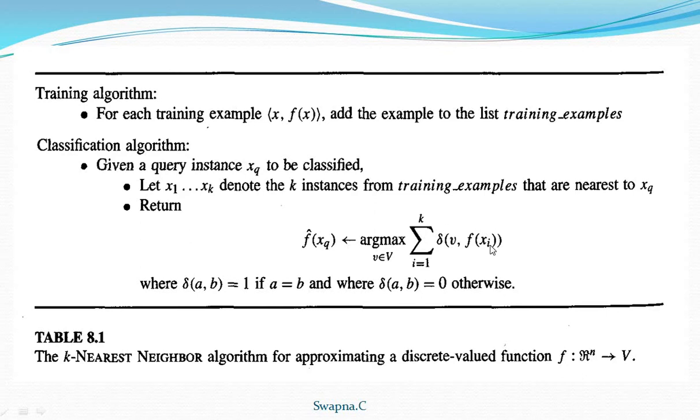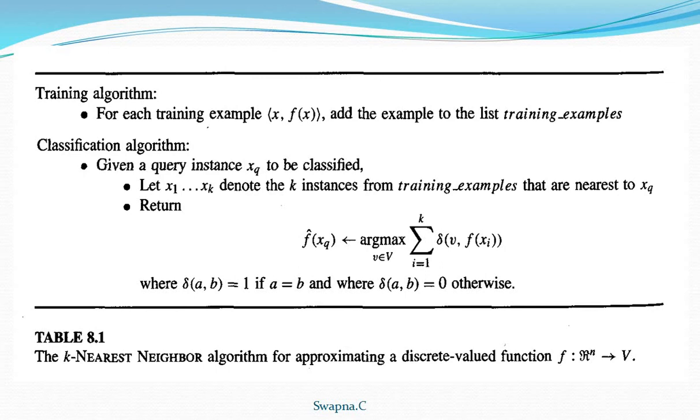We consider all the training examples, and the delta of a comma b is equal to 1 if a is equal to b, and delta of a comma b is equal to 0 otherwise. That means whichever is the most common training example class, that many counts will come. In the previous example shown in the figure, there are 3 negatives. Whenever it encounters a negative, it counts 1, 2, 3; when it encounters a plus, it counts 1, 2. Whichever has the higher count is the new classification for the new query instance.